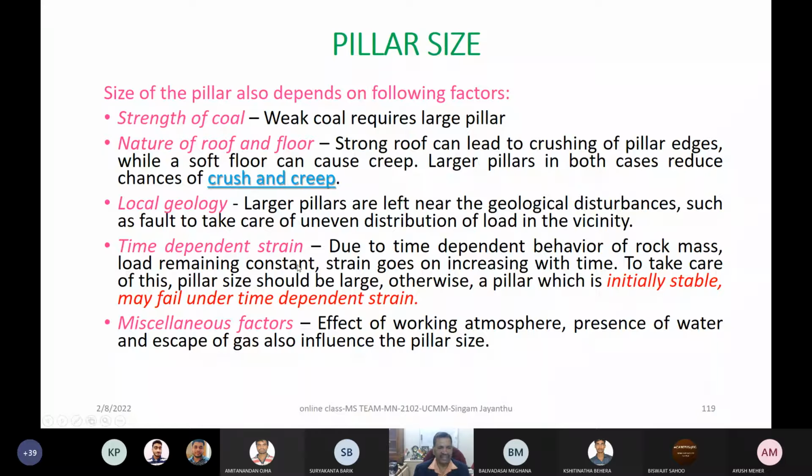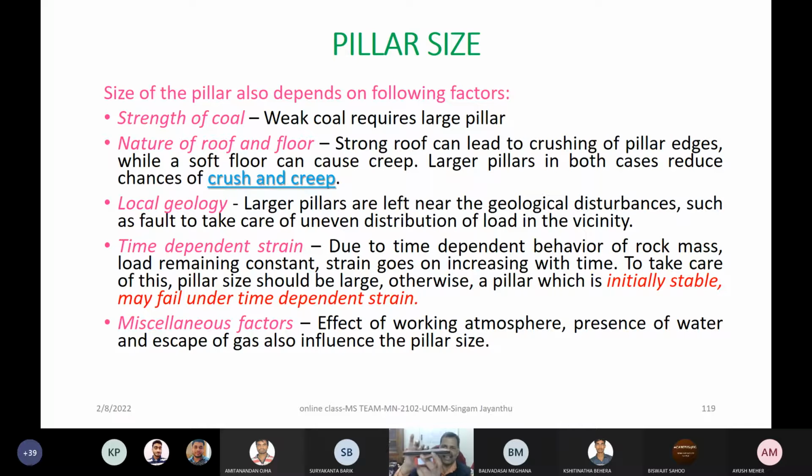Now, time-dependent strain. Due to time-dependent behavior of rock mass, what is the meaning of time-dependent behavior? Very simple. Suppose I formulated the pillar, this is a roof and this is a floor. Now, let me show you like this. This is a pillar and this is a floor. If this pillar is standing for 1 year, 2 years, 3 years, 10 years, 20, 30, 40, you can imagine after some time. Even if I am holding this for 1 minute, 2 minutes, 3 minutes, after some time even I get a lot of pain in this. That is what creep and other things are.